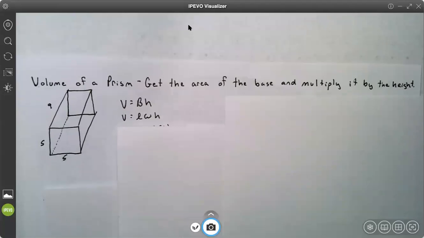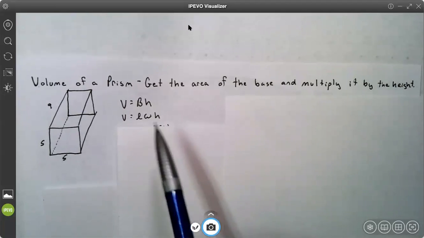I will review all the volume situations with you, and then we'll take a little practice quiz. So first, volume of a prism. To get the volume of a prism, you get the area of the base and multiply it by the height. The formula for that is big BH.